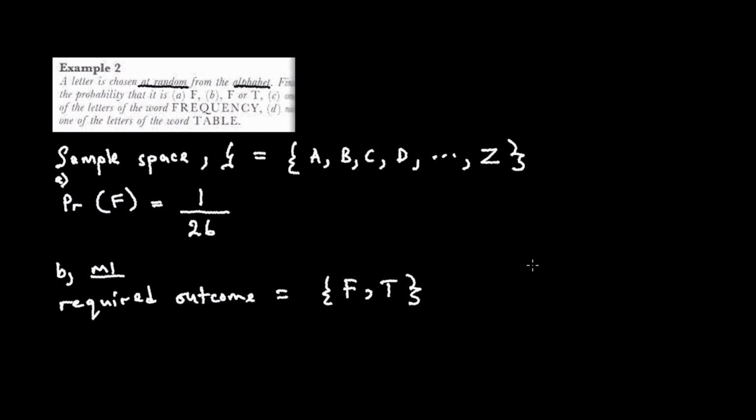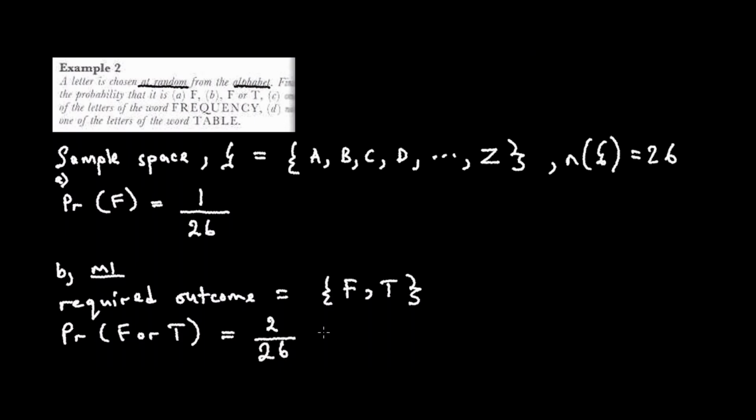So zvinoreva manje ndezvekuti probability of f or t inenge ya equal to chi, how many possibilities, e2 over our sample space, the number of elements in our sample space is 26, saka 2 over 26, which is going to be equal to chi 2 into 2 1 into 2 1 into 6 3, saka it's 1 over 13. This is method number 1 of how you do it.